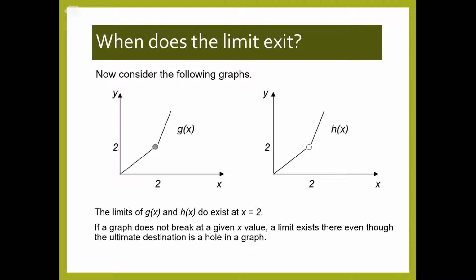Now, consider the following two graphs. The limits of g(x) and h(x) do exist at point x equal to 2. This is because there is no break at this point and both of the one-sided limits exist and have the same value. This means that if a graph does not break at a given x value, a limit exists even though the ultimate destination is a hole in the graph.